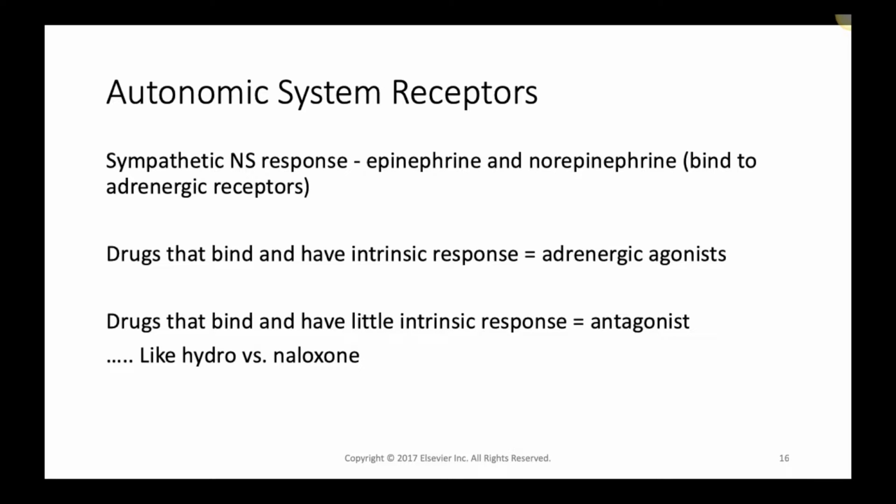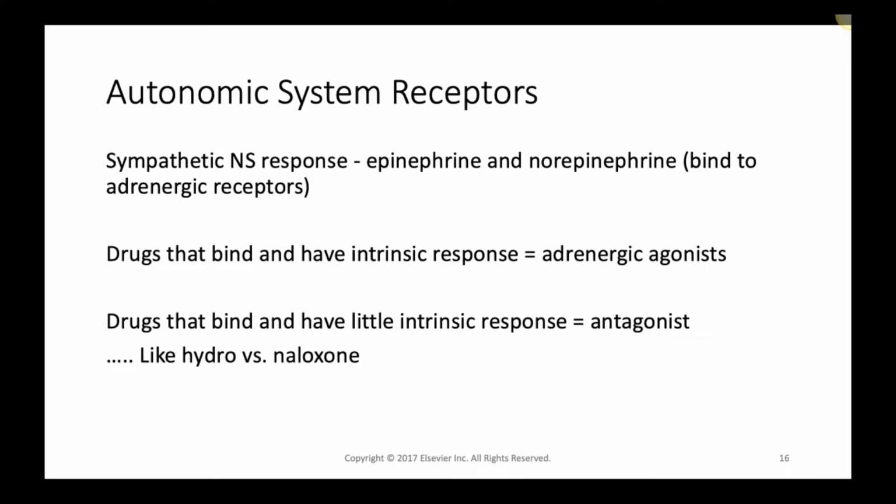So the autonomic nervous system receptors, the sympathetic nervous system response: epinephrine and norepinephrine bind to adrenergic receptors. Drugs that bind and have intrinsic response are called adrenergic agonists. Drugs that bind and have little intrinsic response are, of course, called adrenergic antagonists, kind of like hydromorphone and naloxone.